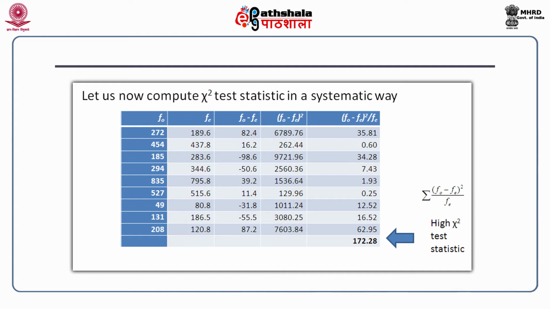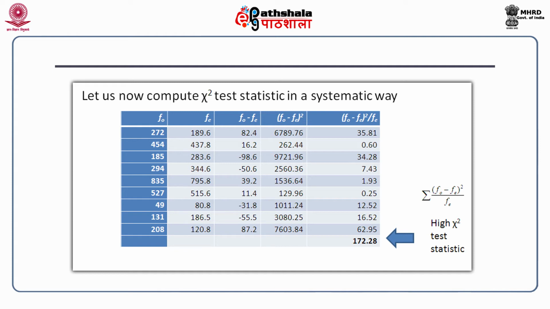And the fourth step is to square it, that is, in parentheses (FO minus FE) whole squared, and finally (FO minus FE) whole squared divided by FE, and you have to sum all of these values on the top right side of the column. So you're going to get the chi-square test statistic, which is 172.28 for this data.